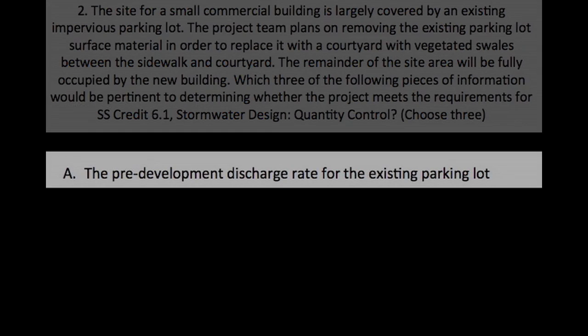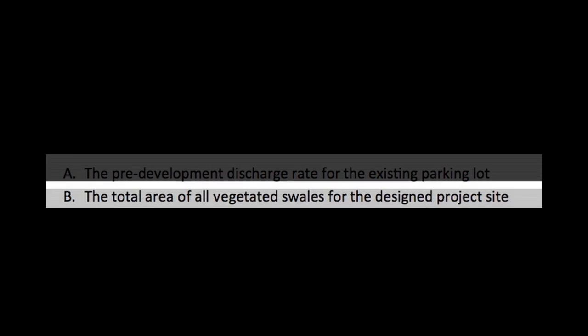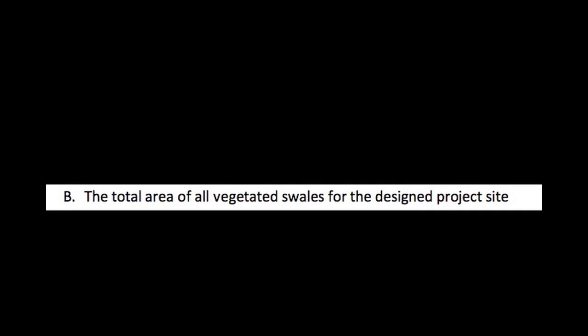Select 3. A. The pre-development discharge rates for the existing parking lot. B. The total area of all vegetated swales for the designed project site. C. Proof that courtyard is composed of pervious materials. D. Calculations demonstrating that the existing site imperviousness exceeds 50%. And E. Calculations demonstrating the impervious parking lot area will be reduced by 25% for the designed project site.